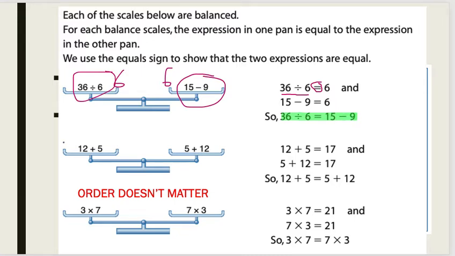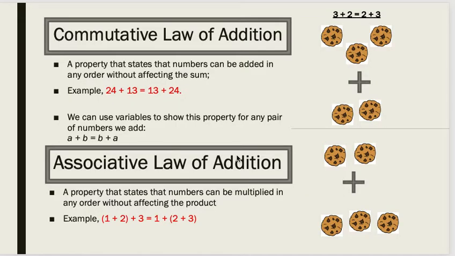Alright? These next two examples are where we get into the commutative property. 12 plus 5 will equal 5 plus 12. 3 times 7 will equal 7 times 3. Order does not matter. All right, so this is called the commutative law of addition. We're going to start with this one first. This is a property that states numbers can be added in any order and that won't affect the sum. All right, so it doesn't matter. What that essentially means is 24 plus 13 is the same thing as 13 plus 24.